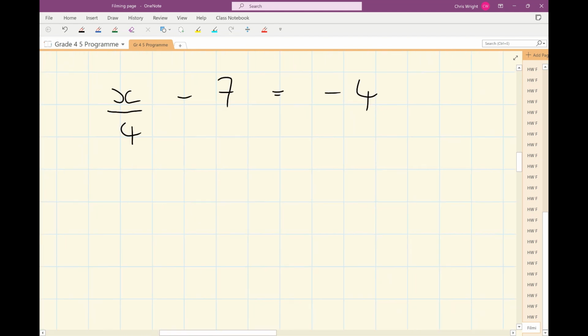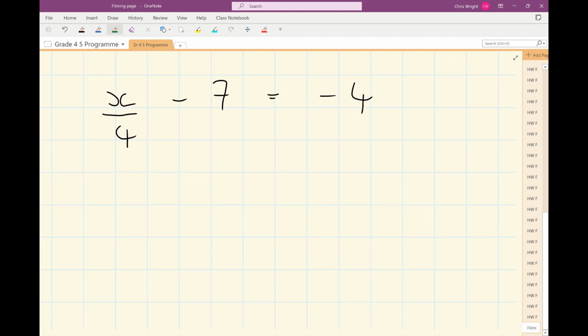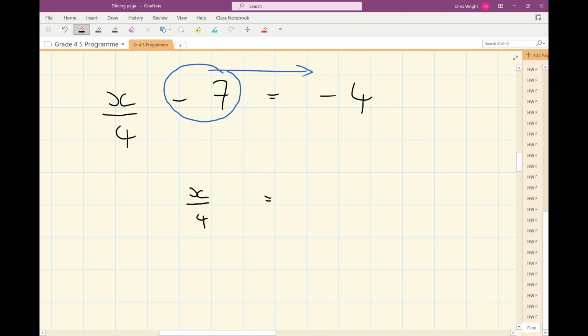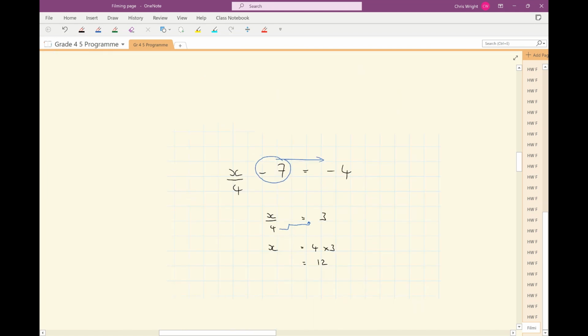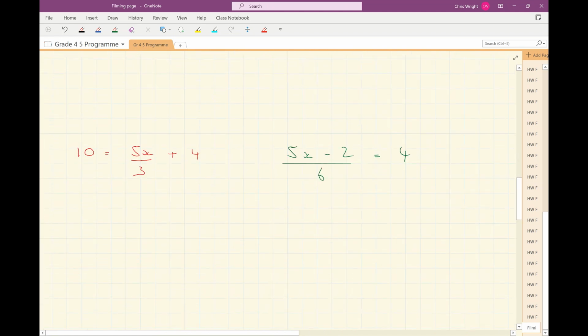Now, what about this one on the right? Well, let's float and ping this minus 7 first. So I'm going to have x over 4 on the left, and I'm going to have minus 4 plus 7. Well, if you're not sure what that is, of course, you can use your calculator. Minus 4 plus 7 is 3. And now I'm going to escalate up the 4. So I'm going to have x equals 4 times 3. X equals 12.